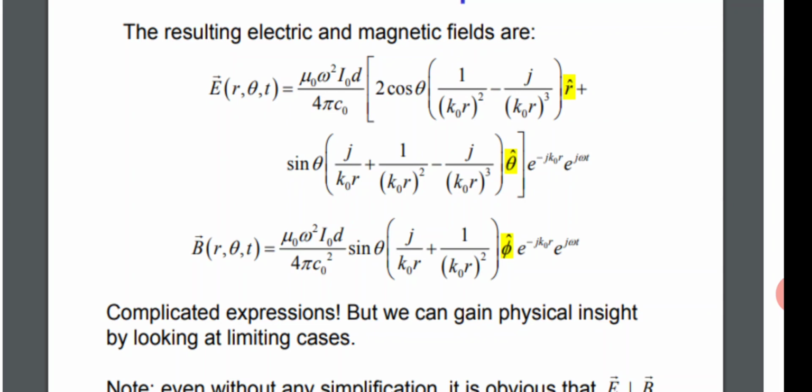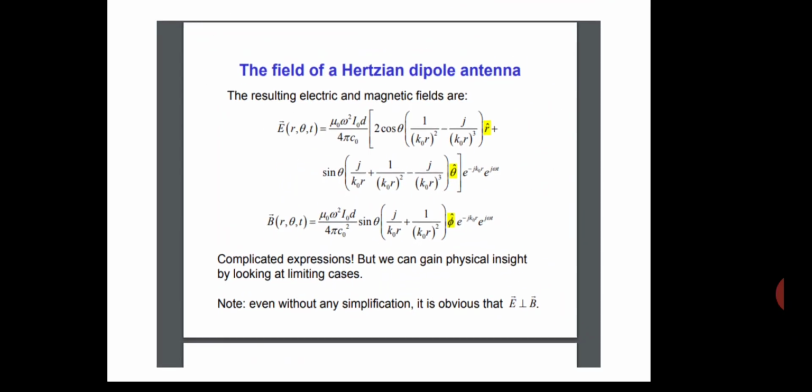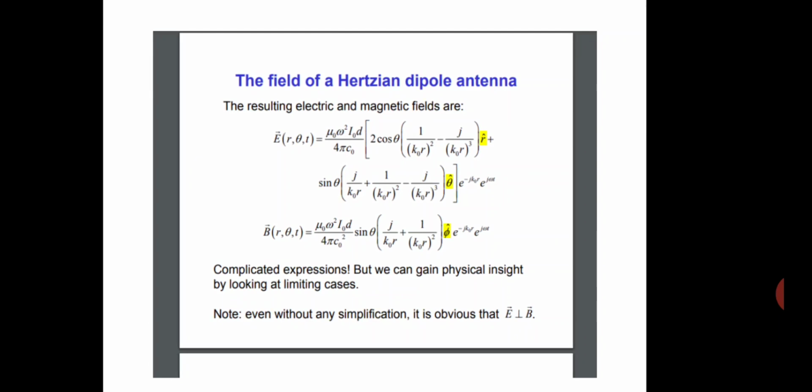So this is the electric field equation, and the magnetic field equation is mu naught omega square I naught d upon 4 pi c naught square sin theta into (j upon k naught r plus 1 upon k naught r whole square) phi hat, e to the power minus j k r e to the power j omega t. Complicated expression, but we can gain physical insight by looking at limiting cases.